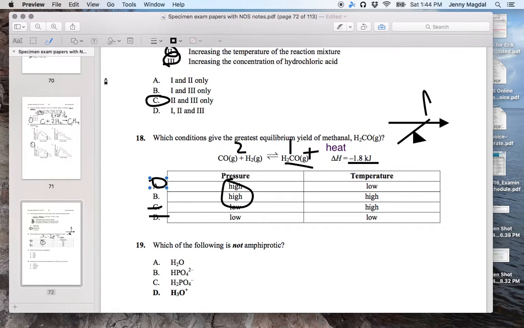Okay, number 19. We are looking for which one is not amphiprotic. Amphiprotic means that I have to have a proton, so I have to have a hydrogen.